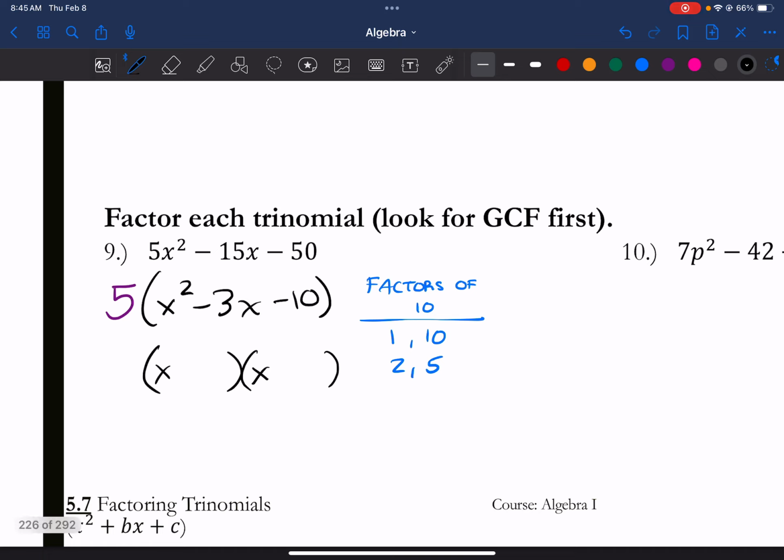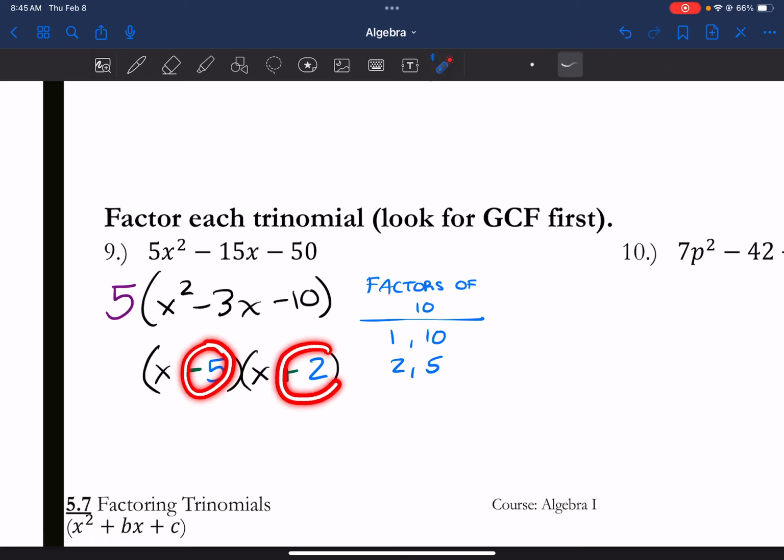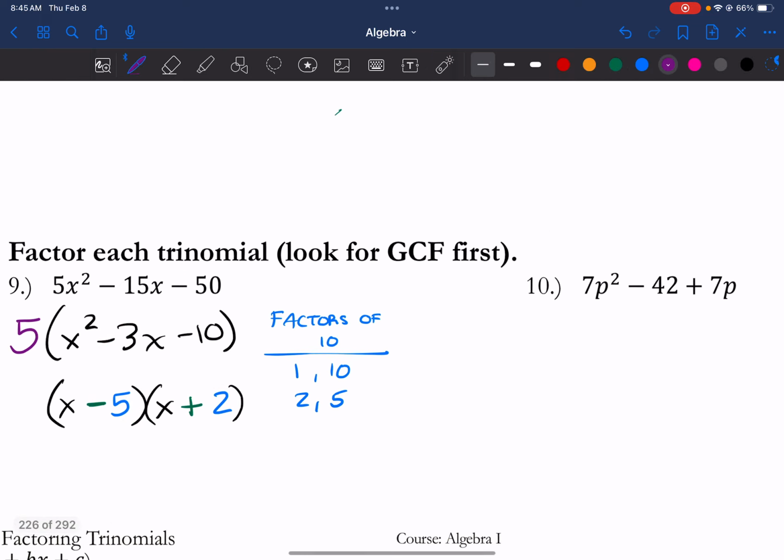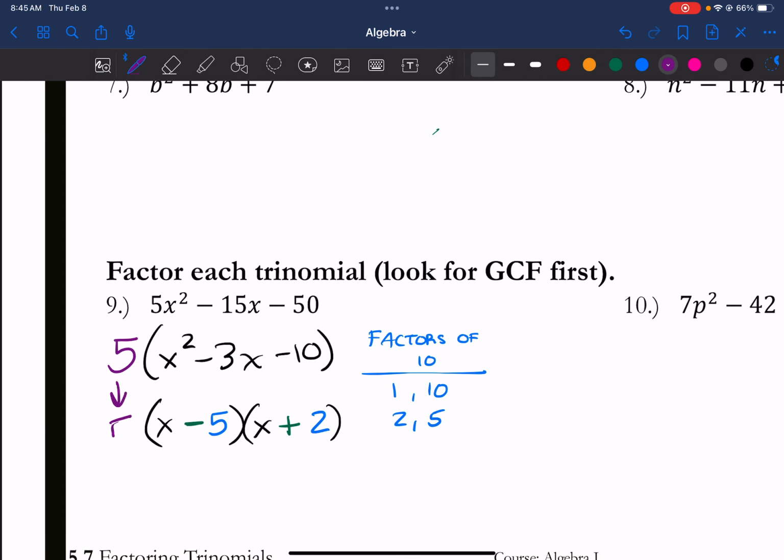Well, I want a negative 3, so I'm going to make the 5 a negative. Again, you could have written 2 first and then 5. It's up to you. That order does not matter. But I want a negative 5 and a positive 2. Because if I were to take negative 5 times positive 2, I do get a negative 10. If I were to add negative 5 plus 2, I do get a negative 3. So again, quickly check it. However, do not forget to bring your GCF down into your final answer because you will get points off. Otherwise, that final answer is not correct. This is your final answer. Go ahead and try number 10, and I will show you what the answers are to that next problem.